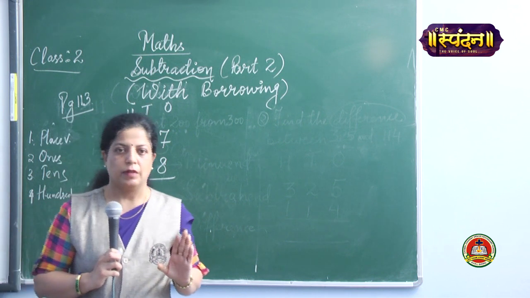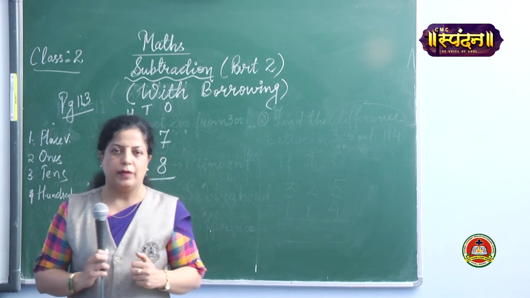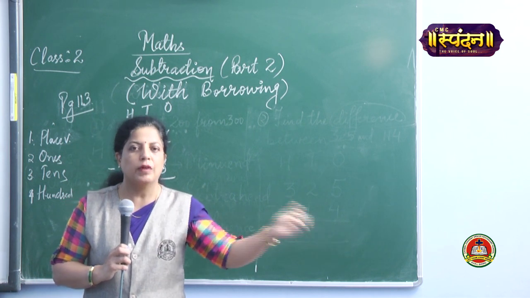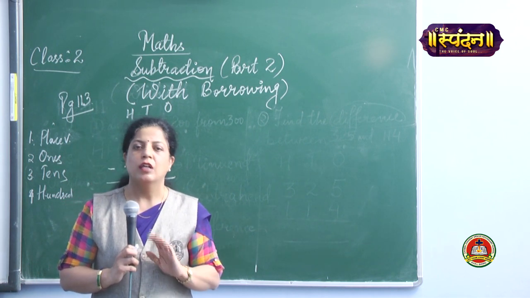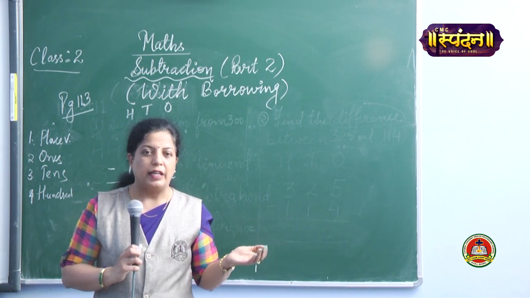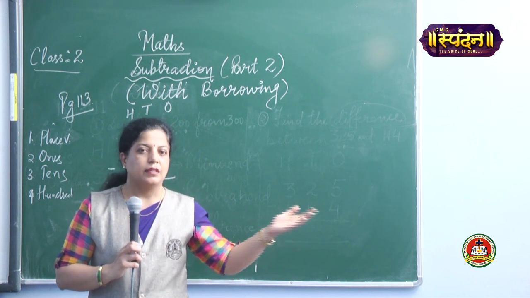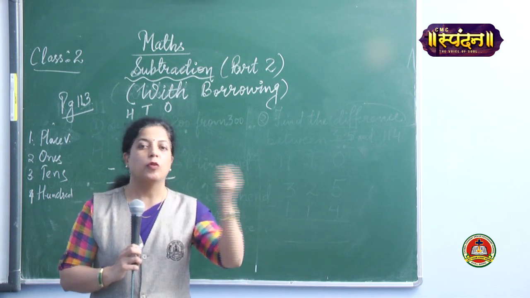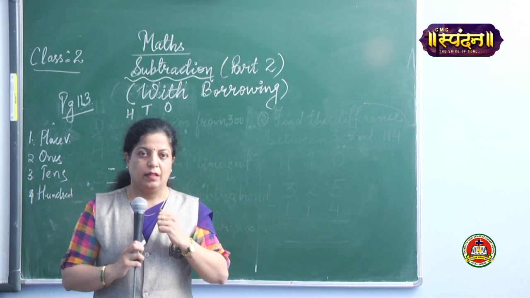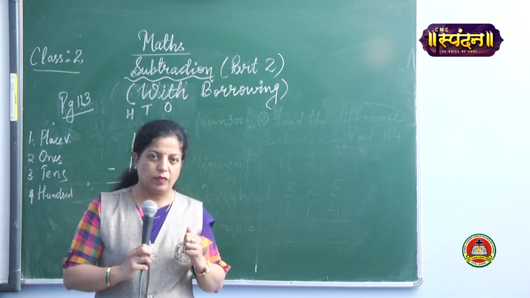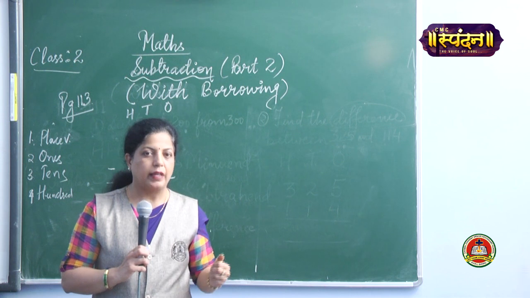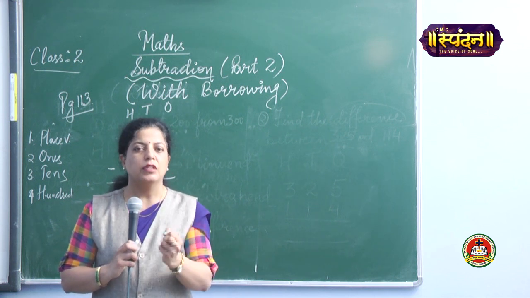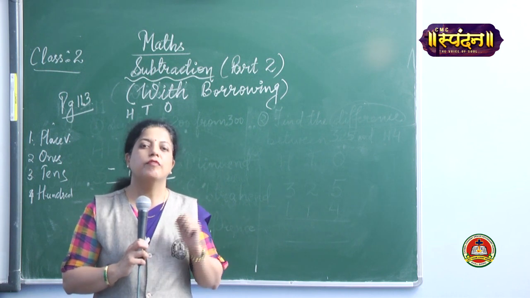No, it is not possible. Why? Just take an example. I have 5 toffees and I have to give 6 toffees to my friend. Is it possible? No, it is not possible. What will I do? I'll see if another person or some jar has some toffees kept there. I'll borrow, I'll take a few toffees from my friend, and then I'll take out 6 toffees out of 5.